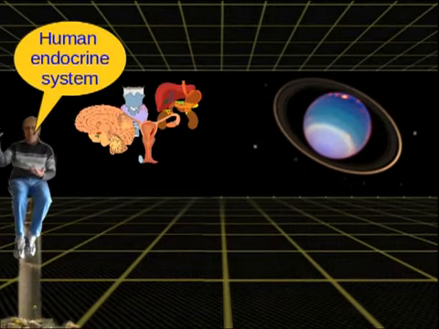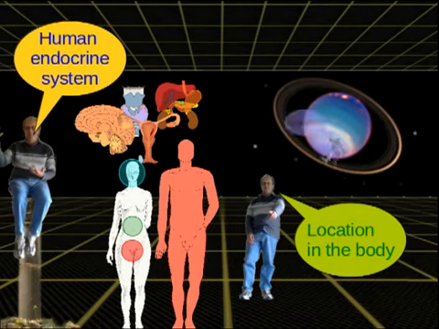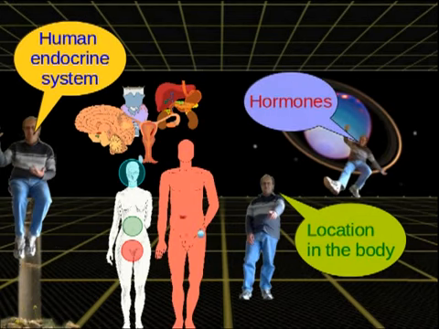We have introduced the human endocrine system. We've explored the location of the components of the endocrine system within the body, and we've introduced the concept of hormones. In the next section, we will look in more detail at hormones and some examples of how the endocrine system functions.